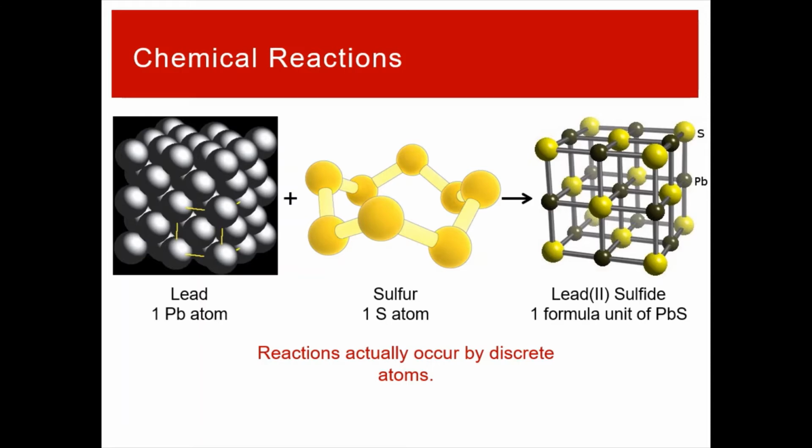The thing is, reactions actually happen by atoms. You may put some lead and some sulfur together and make some lead 2 sulfide, but what's really going to happen is that one of these lead atoms is going to react with one of these sulfur atoms, and you're going to make one formula unit of the lead 2 sulfide, right? The reaction happens via a ratio based on a number of atoms, not on amounts of mass.